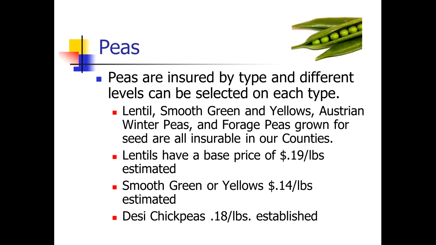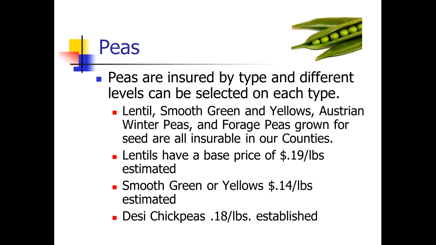Peas are something that are just getting rolling here kind of in Tooele and Glacier County. We're really expanding acres, so it's important for people to understand how these programs work. You can insure peas by type, and different levels can be selected for each type. So you have lentils, smooth green and yellow peas, Austrian winter peas, and forage peas grown for seed.